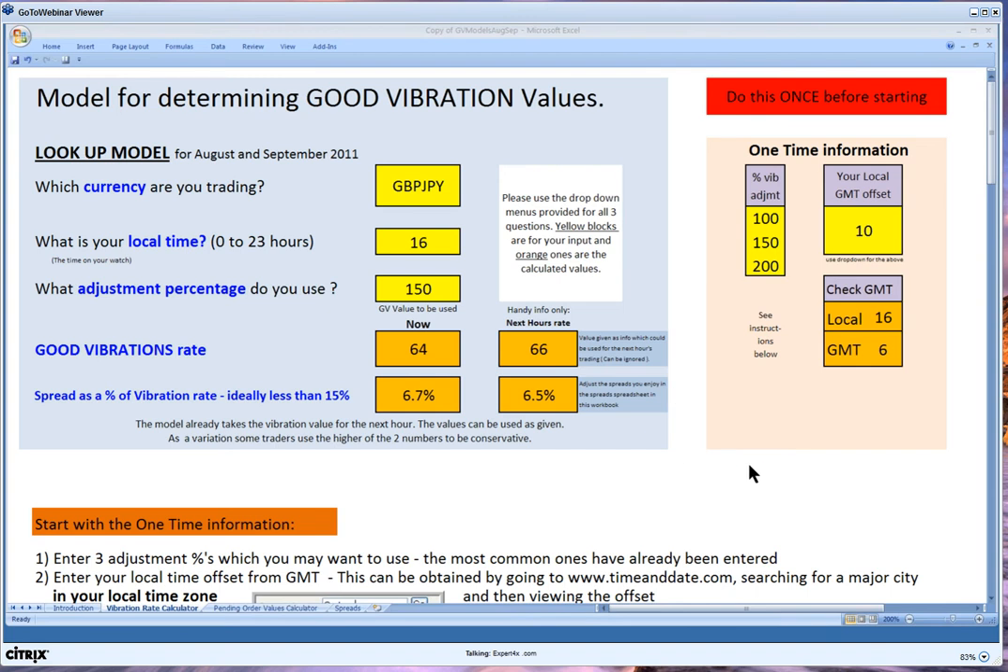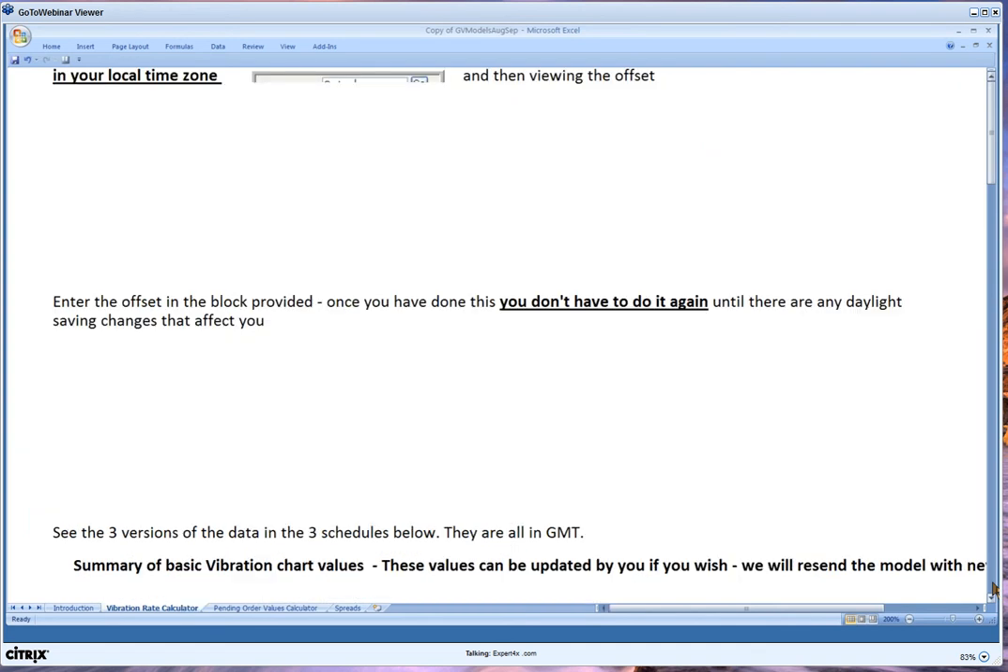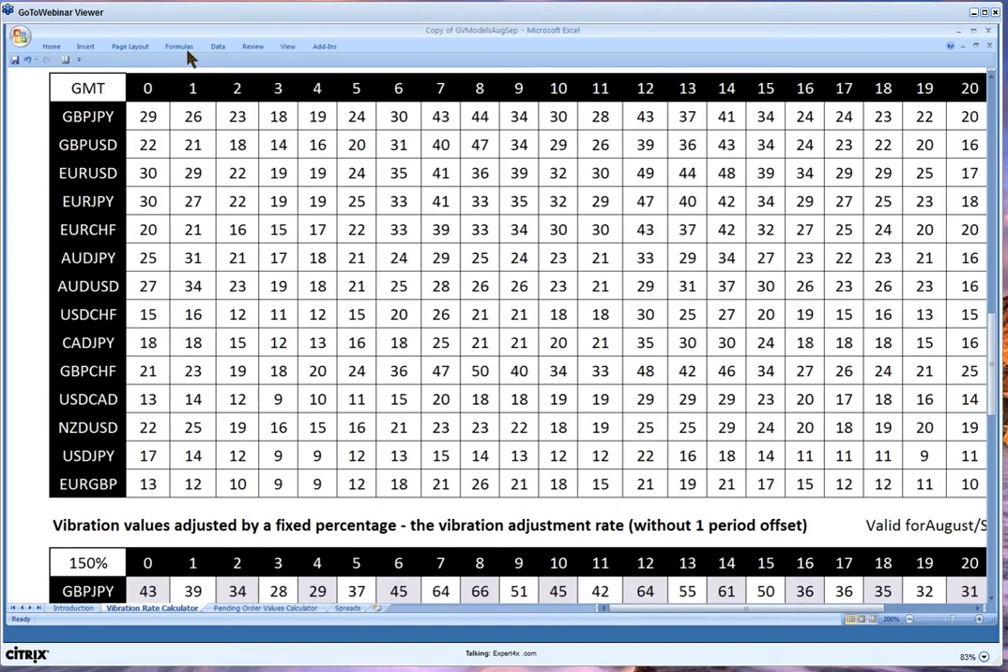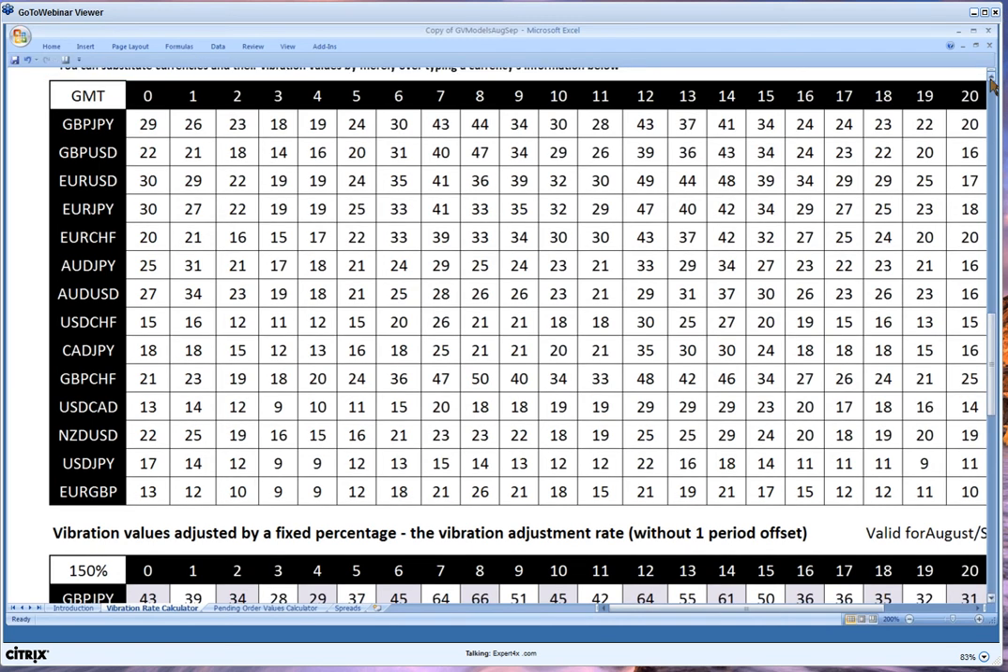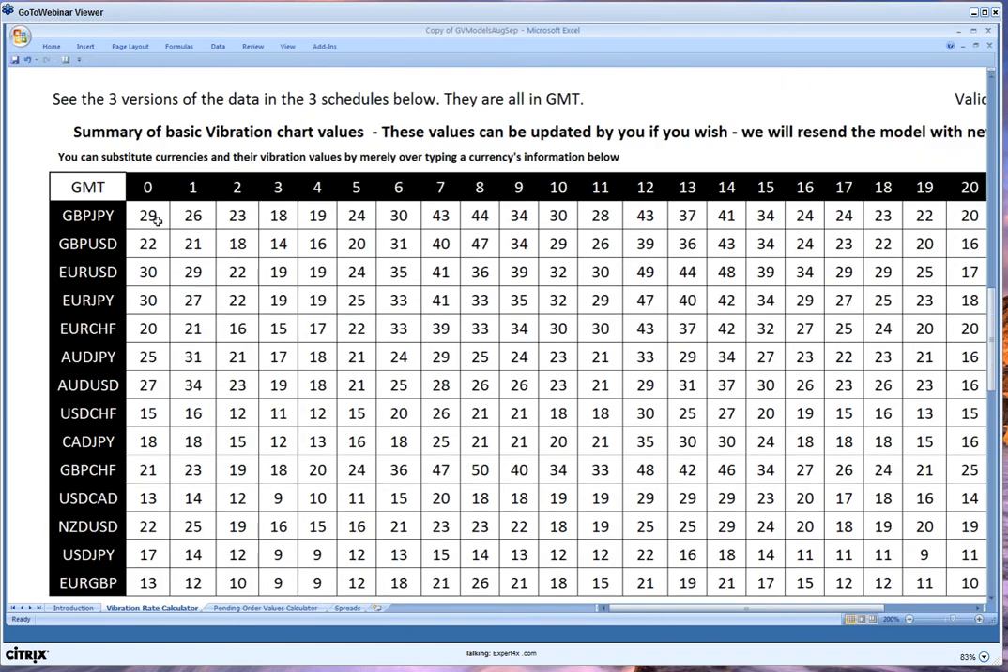All right, okay, here we go. So here's the basis of the good vibrations trading system. What has happened is that we've analyzed the movements in the market in the particular hours, and these are the movements that occur, in other words the vibration rates that occur in each currency in each hour over, let's say, the last 2 months, or it's actually a 3-month period. Take about 13 weeks.